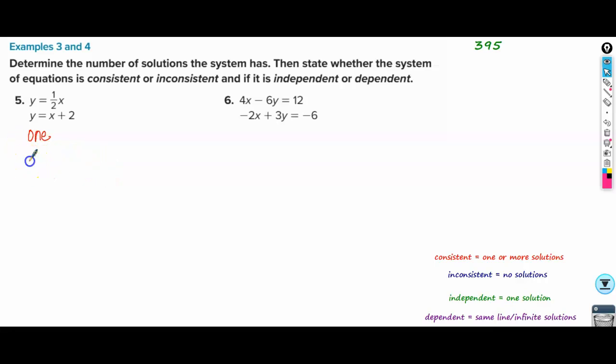So this would be consistent. Now I'm going to start shortening things. And independent. Again, on the McGraw-Hill assignment, these are multiple choice.